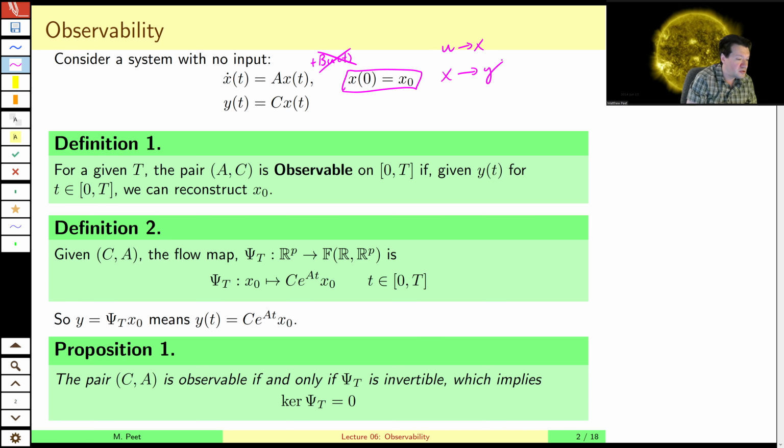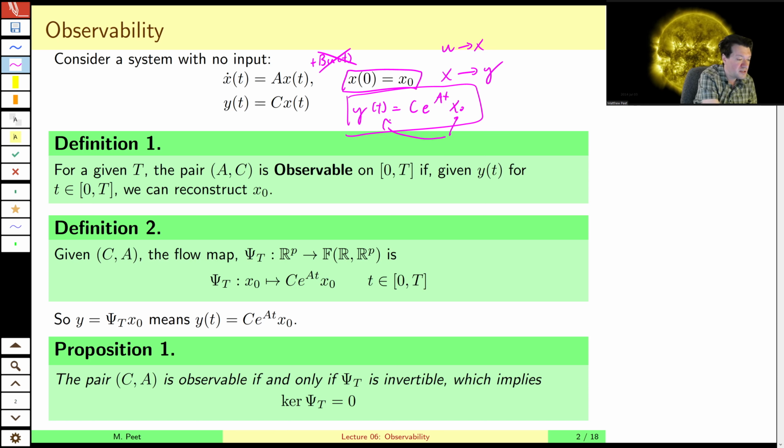For an initial condition, again, we can find an explicit solution for this system, y of t equals C e to the A t x naught. We know what that is. And so we're going to be focusing on properties of that map from initial condition to the output function. Now the initial condition is a vector in Rn, and the output is a function, so we usually write that as L2, for a Lebesgue integrable function. We're not going to talk about L2 quite yet, but we're getting there.